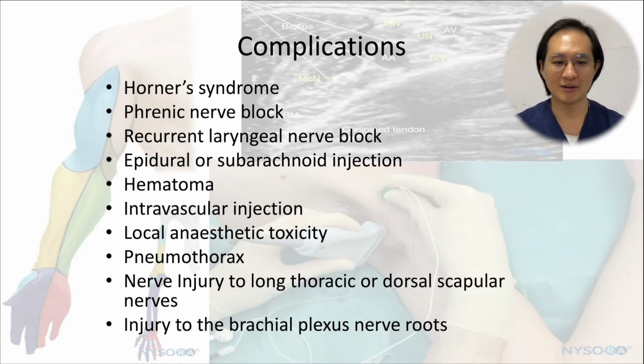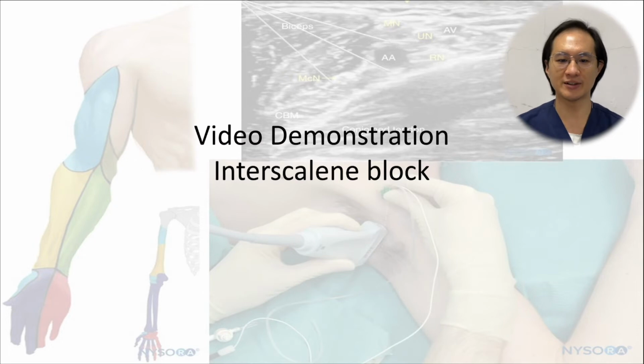This block has more complications compared to the supraclavicular block, mainly phrenic nerve palsy, Horner syndrome, and accidental epidural injection. However, with the use of ultrasound, because we can reduce the volume of local anesthetic, the rate of complications has much reduced. We will move on to the video demonstration of the interscalene block.